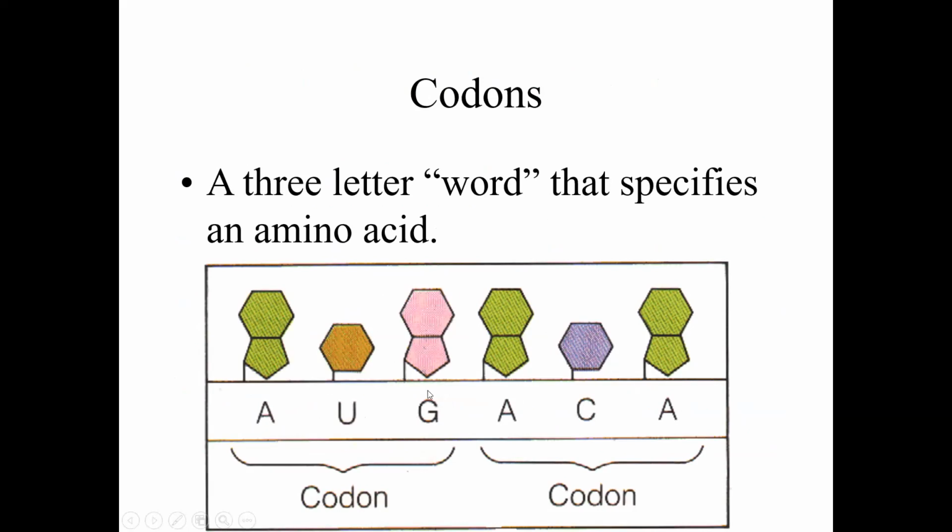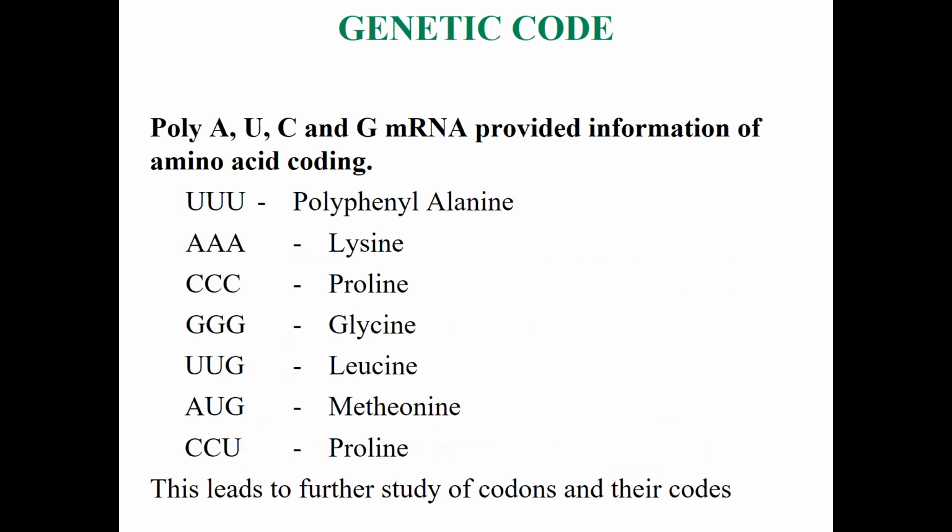Adenine, uracil, guanine recruits particular amino acids, and it is called codon. So mRNA carries lots of codes, and each code is called codon. And depending on the code, the protein is synthesized. So genetic code, poly A, U, C and G, mRNA provided information of amino acid coding. So every code, a 3-letter code, is responsible for recruitment of each amino acid.